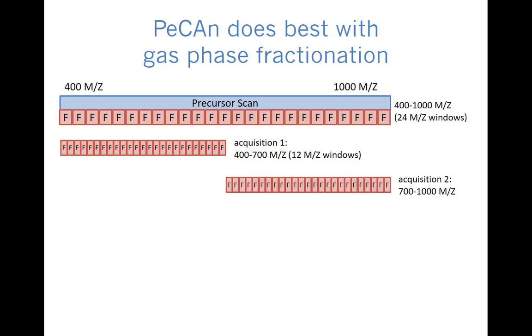It's expensive, you have to collect twice as much data. But on the other hand, if you're doing a DDA approach, you might be thinking about offline fractionation and other chemical mechanisms for collecting a lot more data.